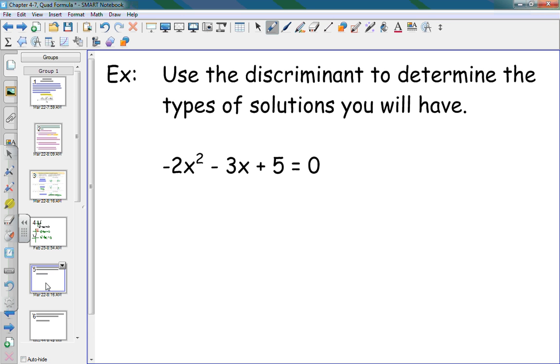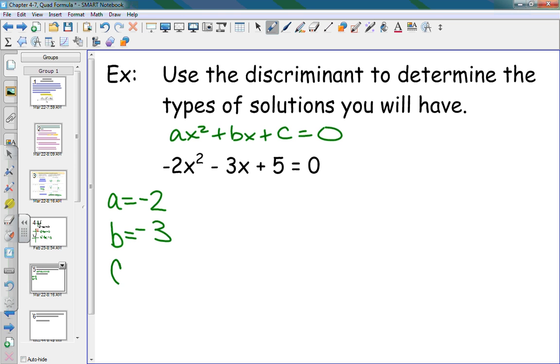So what I have to do is make sure this is in the form of ax squared plus bx plus c is equal to 0. And clearly you can see that it is, so I need to pull out my a, b, and c values. A is what's attached to the x squared, which is negative 2. B is attached to the x, which is negative 3. C is what's attached to no variable, which is just a 5.